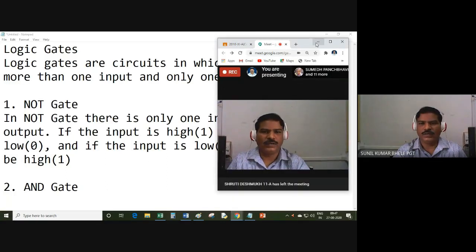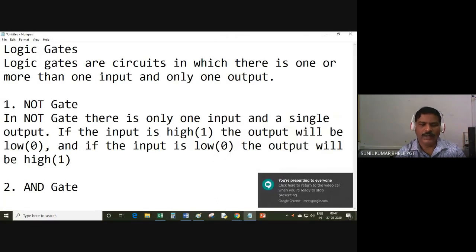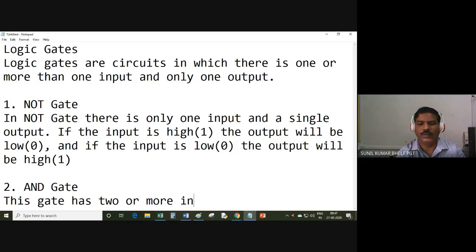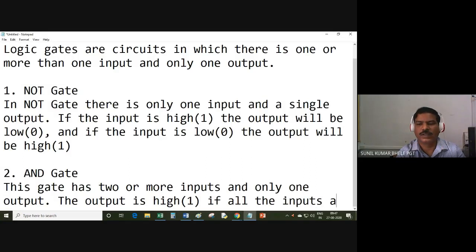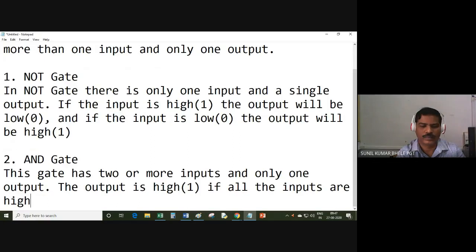So those gates have names, so AND gate, so write down. This gate has 2 or more inputs and only one output. The output is high if all the inputs are high. Otherwise, the output will be low.